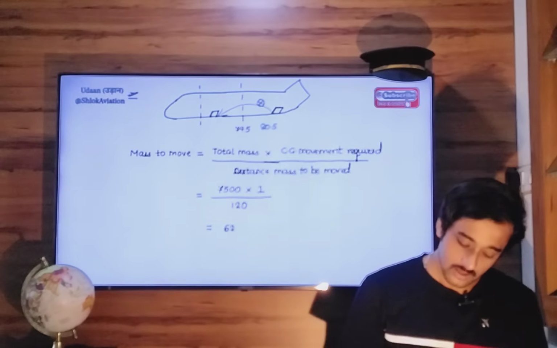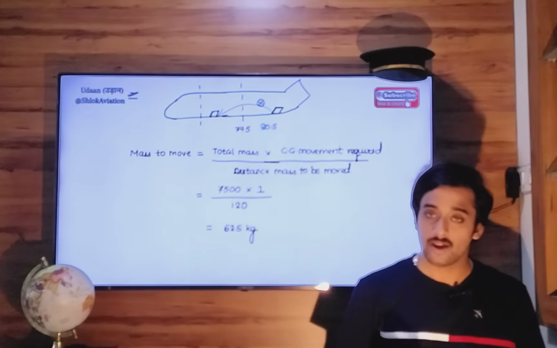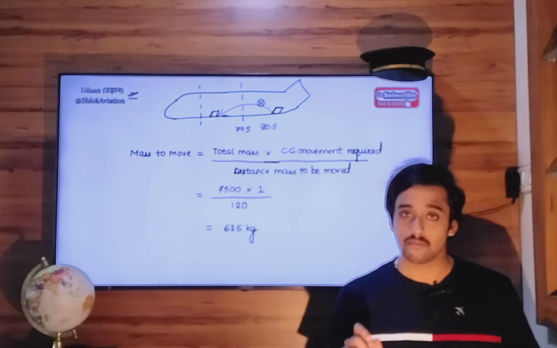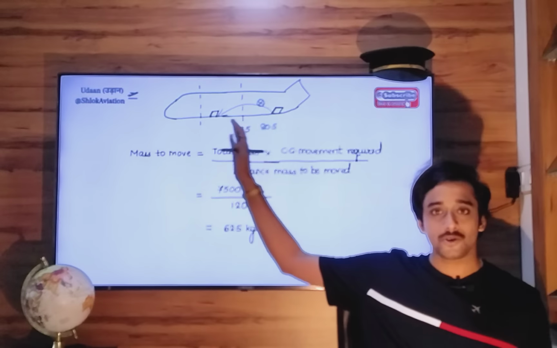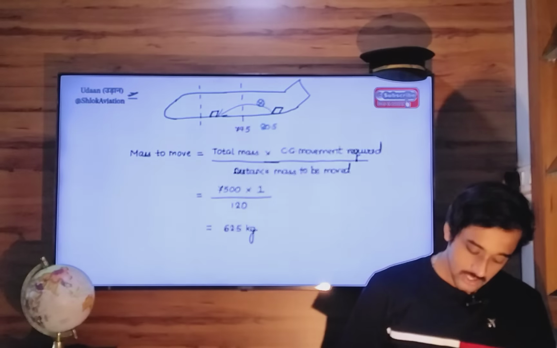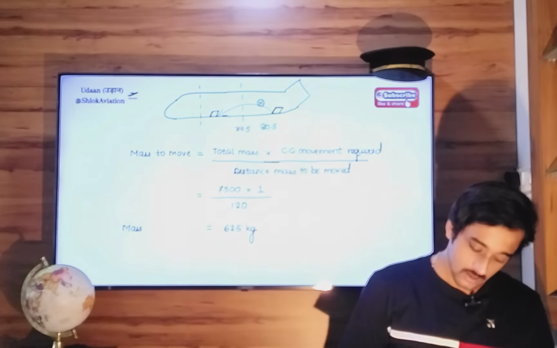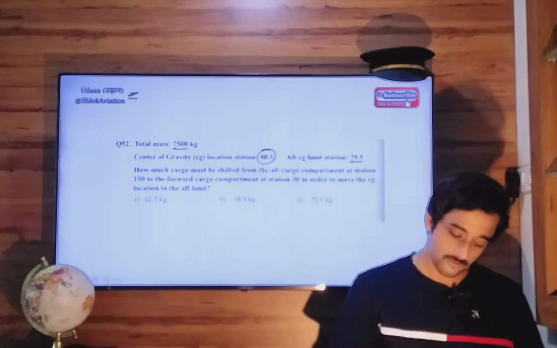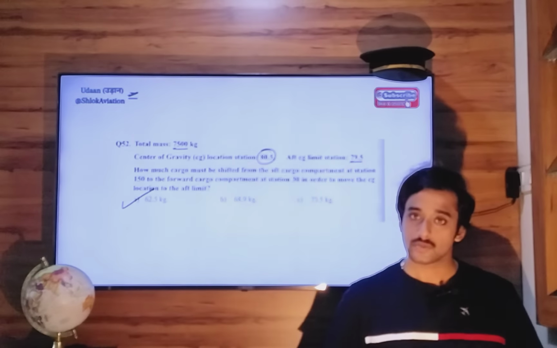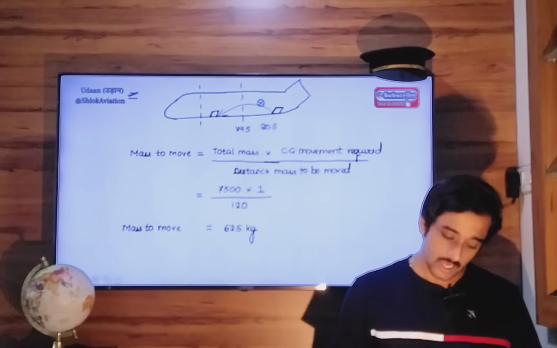62.5 kilograms. That means you will have to move or relocate a mass equal to 62.5 kilograms from the aft compartment to the forward compartment. Okay? So mass to move is equal to 62.5. Option alpha.